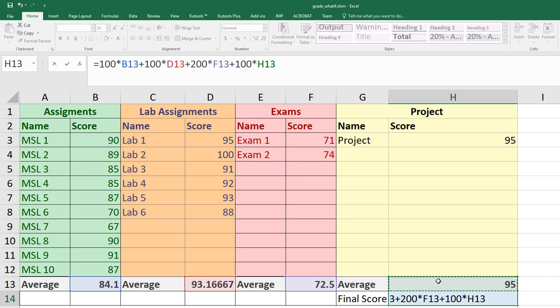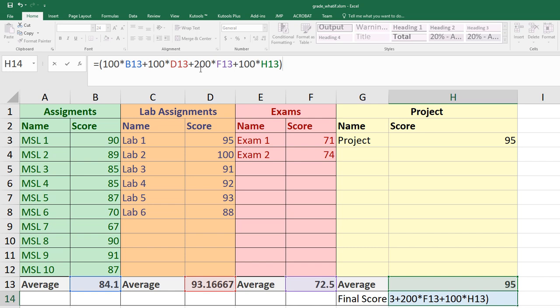Okay, so is this everything? Well, this would be everything, except that we are basing this on 500 points, right? There's 500 points available for your grade. So, each of these sections is worth 100, except for the exams, which is worth 200.